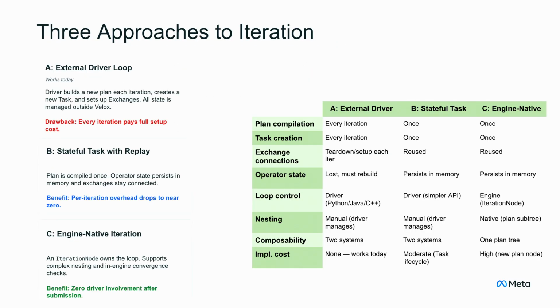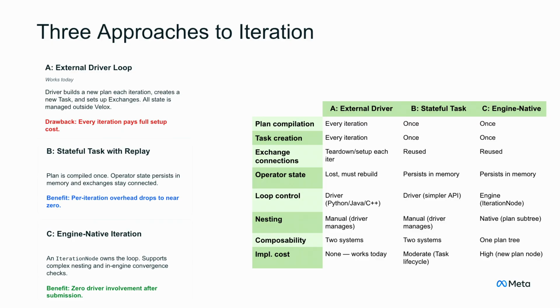So here we look at 3 different implementation options. They also sit on different points on the spectrum. So approach A, we handle the iteration by an external driver loop. Every iteration we rebuild the plan, the task, and the connection to use. It's simple, but we need to pay all the cost each time.